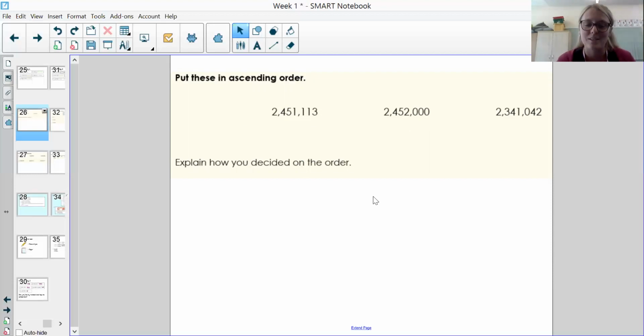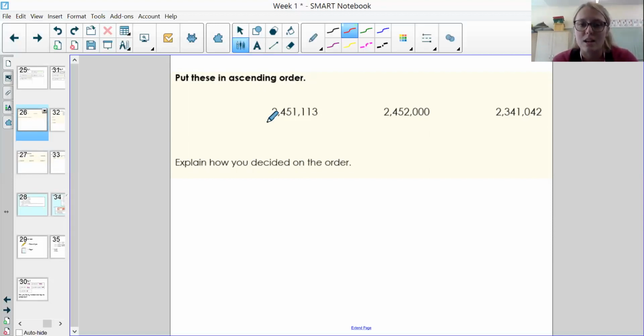So I've got 2,451,113, I've got 2,452,000 and 2,341,042. Okay, so the first thing I would do is look at the first place value digit. So I'm going to look at my millions first. So always start with the biggest place value. So if I look at the millions, they have all got 2 million. So that means I can't choose which one is bigger because they all have 2 million.